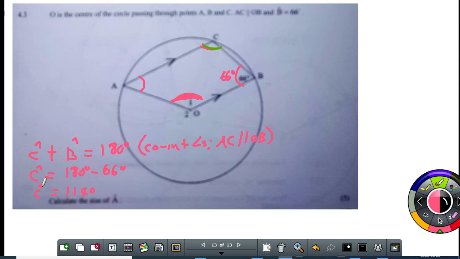ACBO is not a cyclic quad because O is not at the circumference. So that quadrilateral there is not a cyclic quad. So this angle here, at the circumference, is going to be half of the reflex angle, that is O2. So my next step is to say angle C is equal to half of O2, and that is because the angle at center is equal to 2 times the angle at circumference.